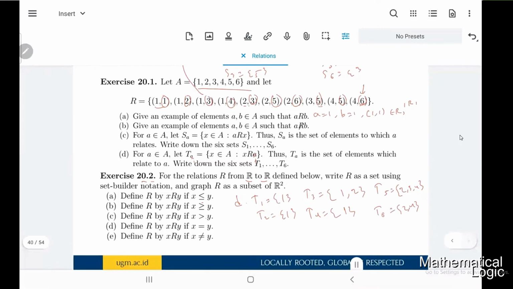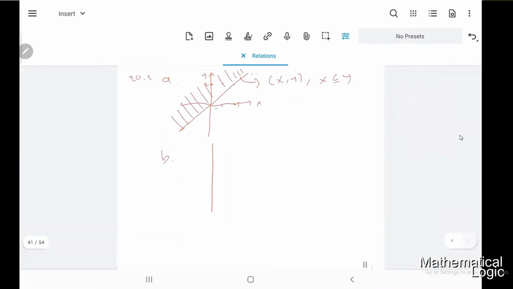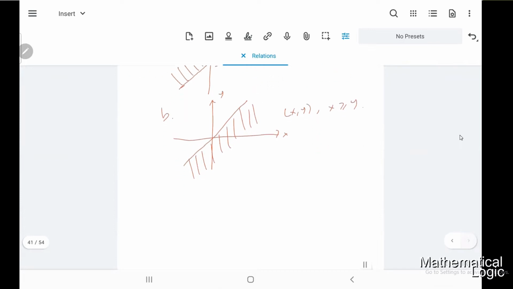What happens if we change the direction here? X is greater than or equal to Y. Then this will be the same: X is equal to Y here. Correct? And then the (X, Y) where X is greater than or equal to Y should be here. Okay, so everything below the line, and also everything on the line. We go to the next one.